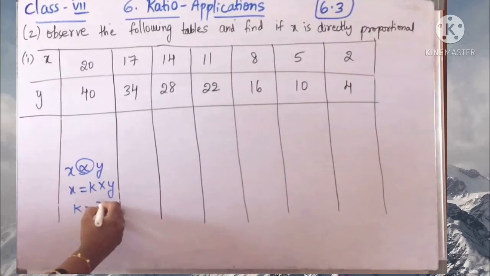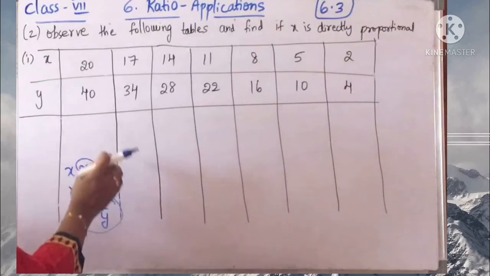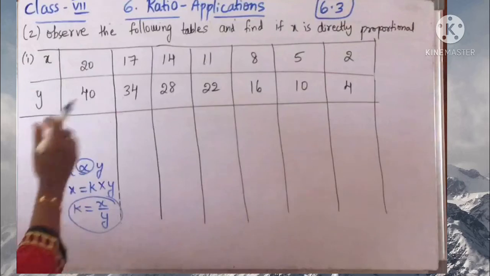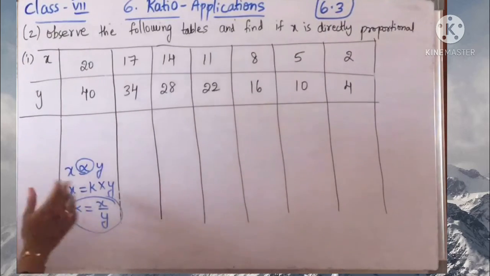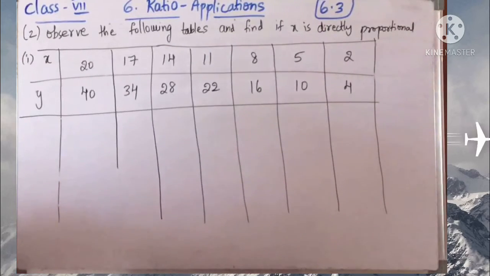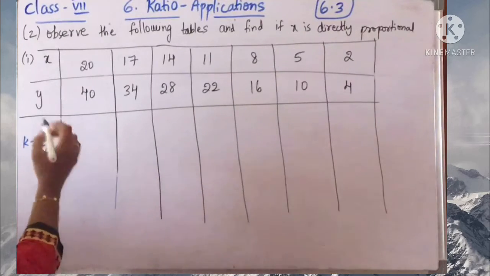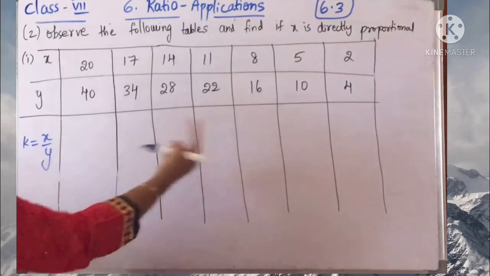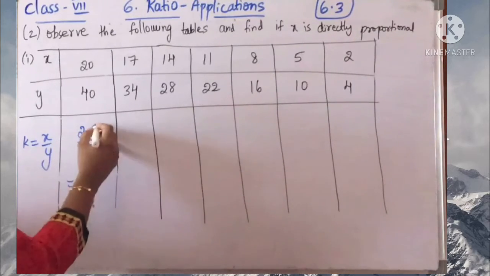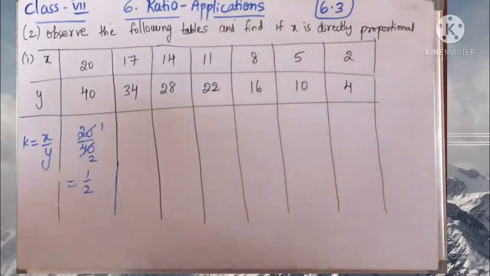So what is the constant? k equals x by y. When you find x by y, if you are getting the same constant value for all these numbers, then we can say x is directly proportional to y. So in this particular table we need to find the constant, that is k equal to x by y. We need to find x by y in all these cases. In this first one, 20 by 40, and if you cancel the 20s, you get the value of k as 1 by 2.